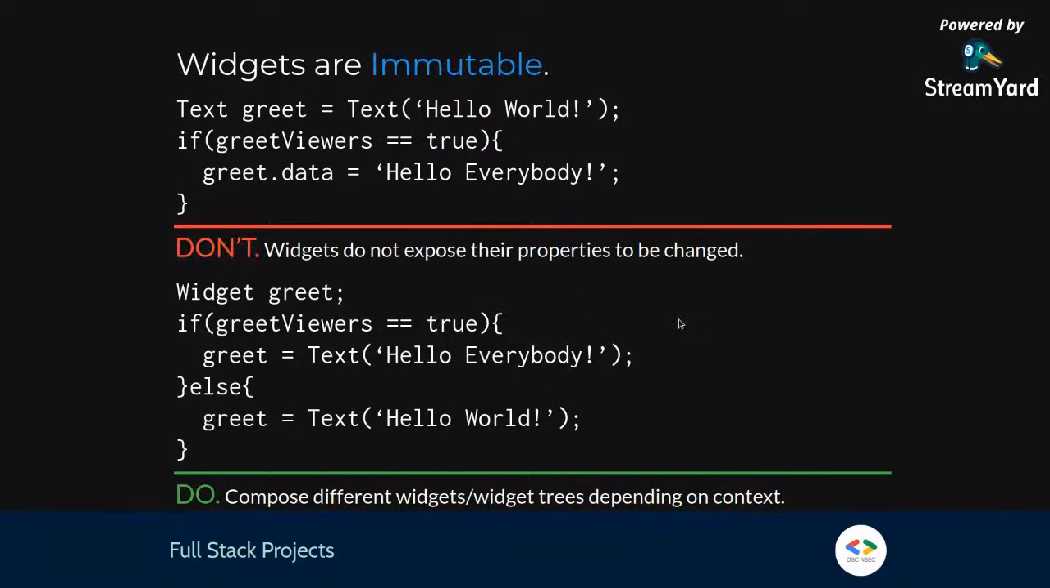But yeah, so taking the above example, what you would really do with Flutter is construct different objects depending upon the context. So I can write an if else statement here. If greet viewers is true, then I can use hello everybody, or else I can use hello world. So you cannot mutate the widgets; they're immutable, and you need to construct different widgets according to context.